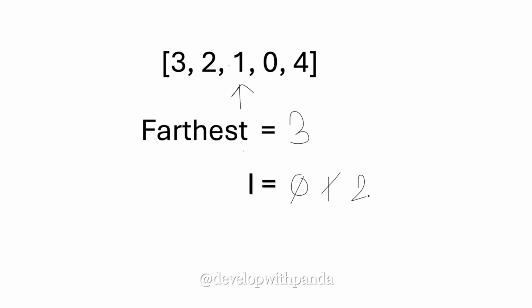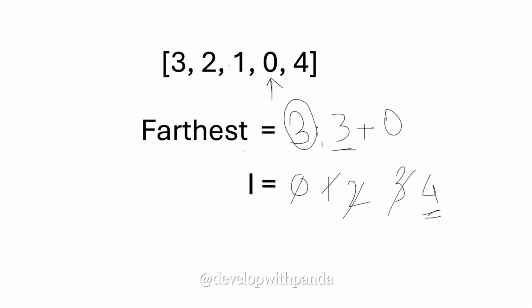Now i will become 2. So 2 plus 1 is again 3, so the furthest value will remain 3. Now we will increment the i value again and it will become 3. So 3 plus 0 is again 3, so the furthest will remain 3. Now the index will become 4 and the furthest value is 3. It means i is greater than the furthest value, so that's why we will return false.